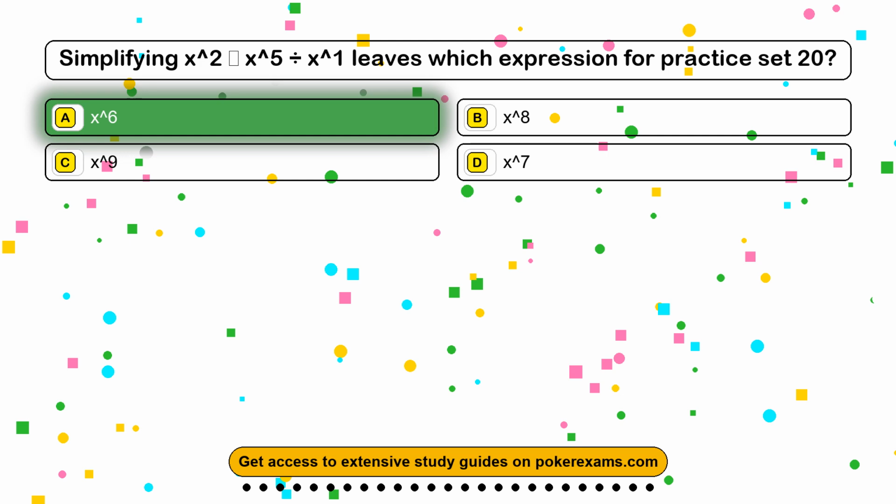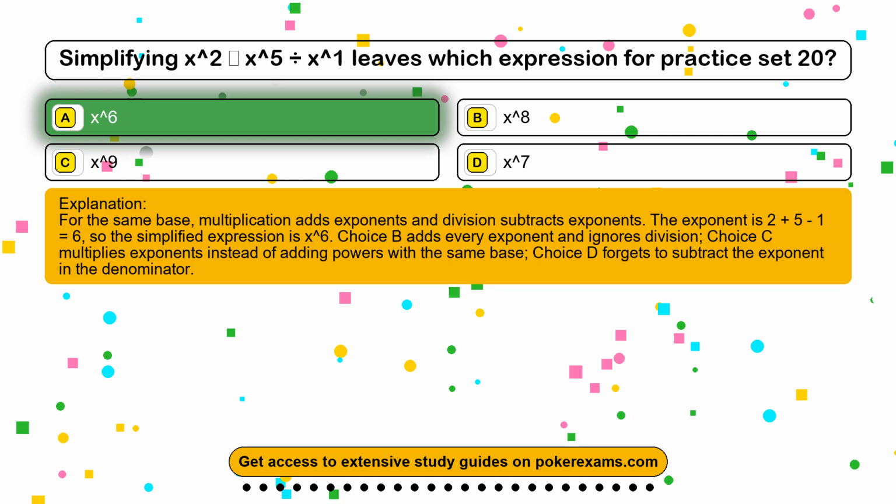The correct answer is option A, x^6. For the same base, multiplication adds exponents and division subtracts exponents. The exponent is 2 plus 5 minus 1 equals 6, so the simplified expression is x^6. Choice B adds every exponent and ignores division. Choice C multiplies exponents instead of adding powers with the same base. Choice D forgets to subtract the exponent in the denominator.